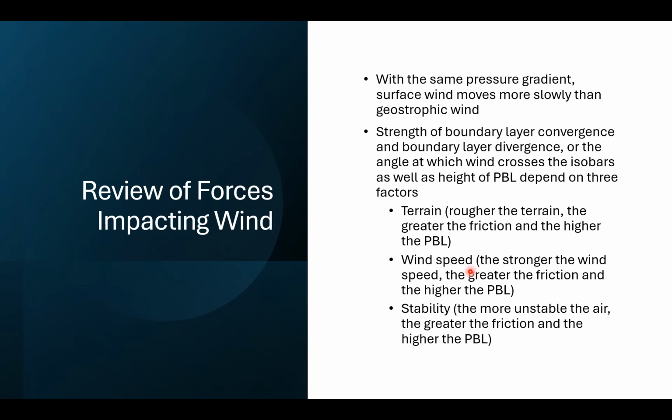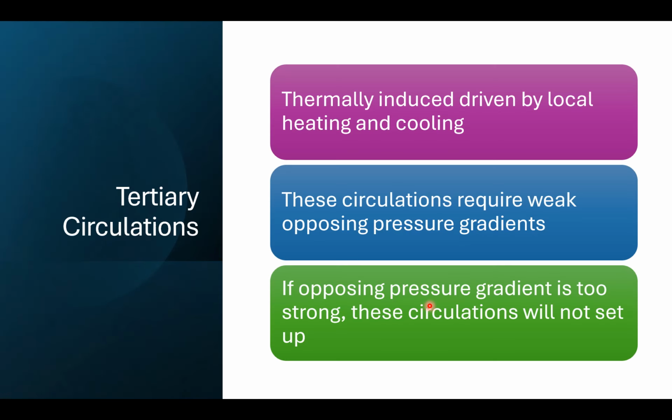Wind speed is also a factor. The stronger the wind speed, the greater the friction, and the higher that planetary boundary layer is going to be in depth. And then stability. The more unstable the air, the greater the friction, the higher the planetary boundary layer, the PBL. So these are the three main factors that really impact the strength of boundary layer convergence into low pressures at the surface and boundary layer divergence out of high pressure at the surface, or the angle at which the wind's going to cross these isobars, as well as how tall that planetary boundary layer is. The terrain is a big one, the wind speed as well, and then stability. What's the atmospheric stability like on any one particular day?